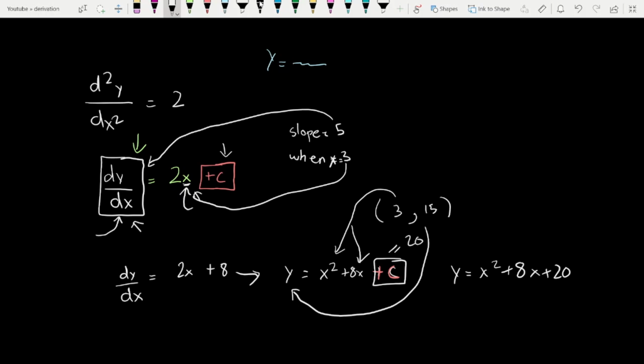So this plus c is very important. Don't forget that plus c. And remember that integration can actually be used to reverse the process of differentiation.